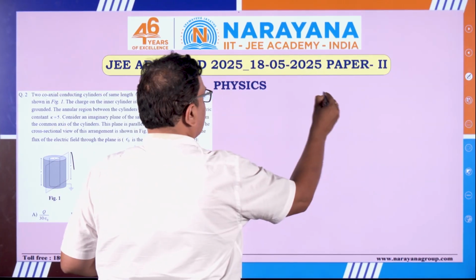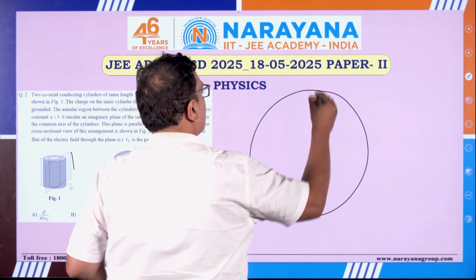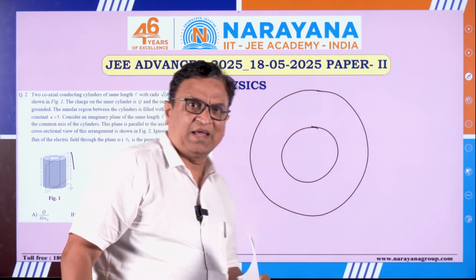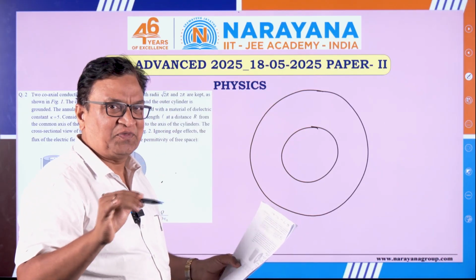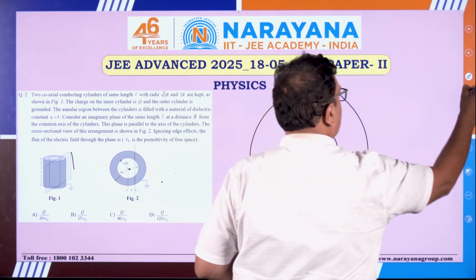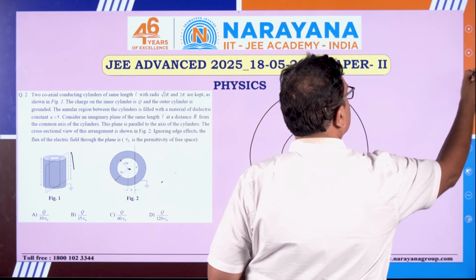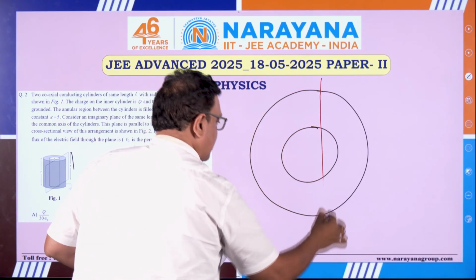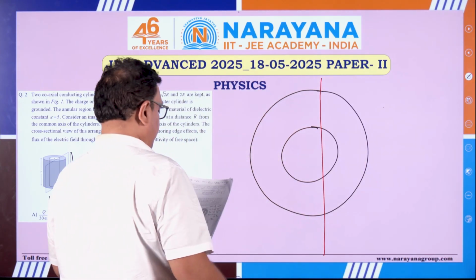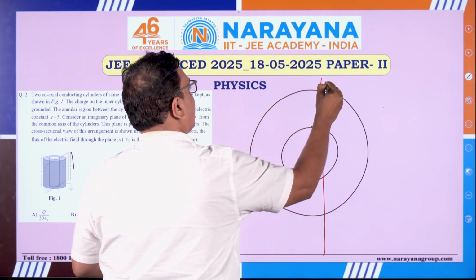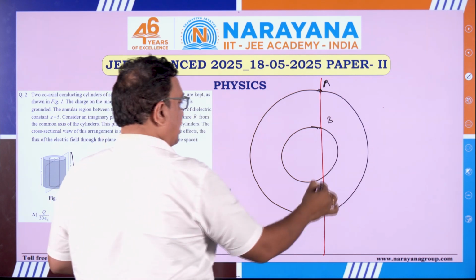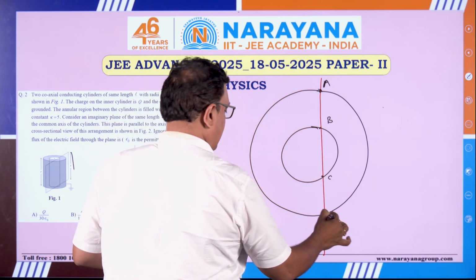I try my level best to be good at geometry, then I'll close the question comfortably. This is your line. I'll use some other color for this purpose. Now, coming back, I may label this as A, this as B, this as C, and this one as D.